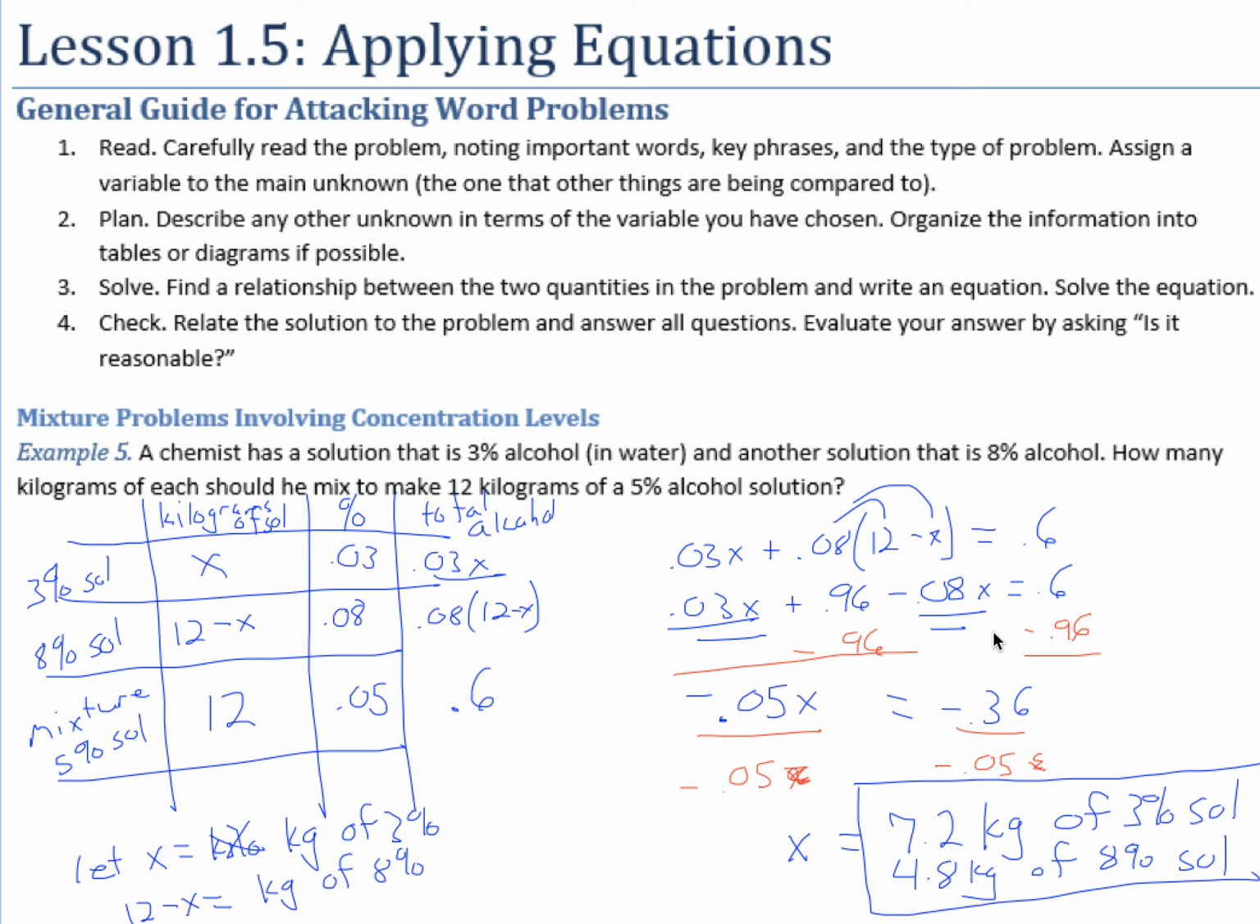One thing that was not seen here that you might see sometime, it might say if you're mixing it with pure water. So thinking through this, if it was a pure alcohol solution, what percentage is pure alcohol? Well, that's 100%. So realize if it says pure alcohol or pure something, that means you have 100% of that solution. So that would be just a 1 in this column.